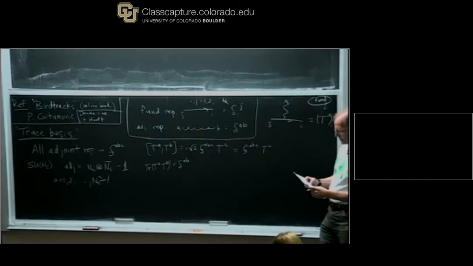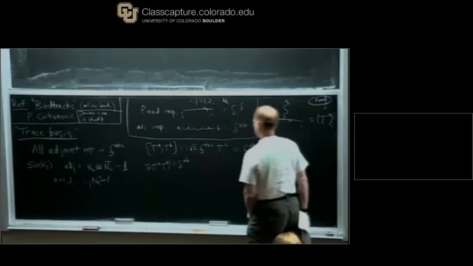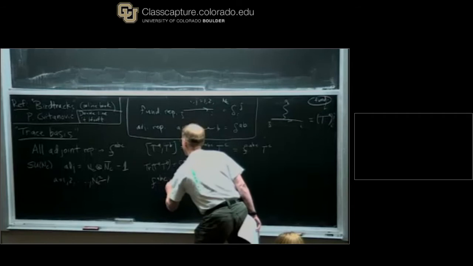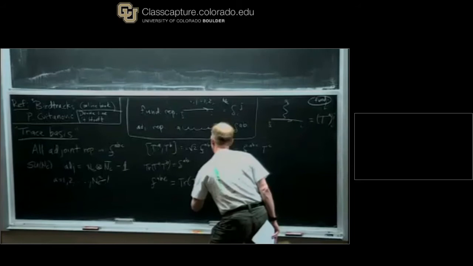So now I'm going to take this equation and I'm going to multiply it by T^d and take the trace. So then using that, you can see that f^{abc} is just the trace of T^a, the commutator of T^b and T^c.